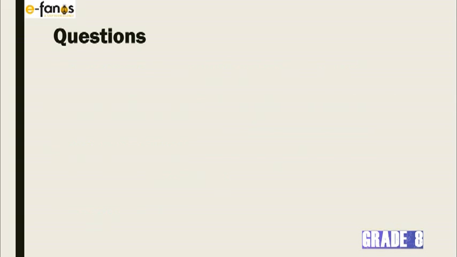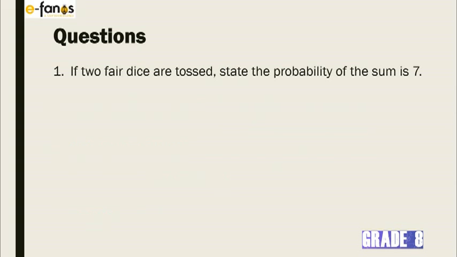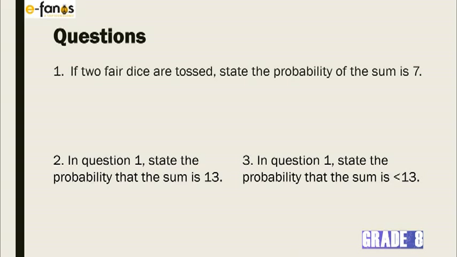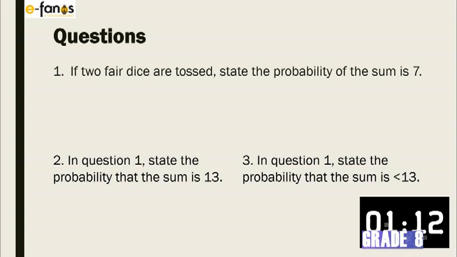And here are some questions to finish off with. If 2 fair dice are tossed, state the probability that the sum is 7. In question 1, state the probability that the sum is 13. In question 1, state the probability that the sum is less than 13. Pause the video whilst you work out the answers.